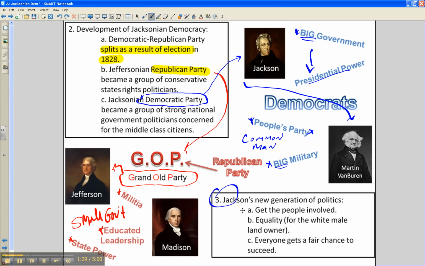And if we go down here at the bottom, they want to get people involved. They want people to vote. And they're after everybody having sort of this fair chance to succeed. This is the idea of that rags to riches of Andrew Jackson, of everybody working hard and succeeding.